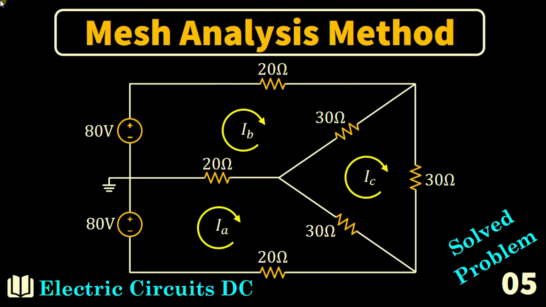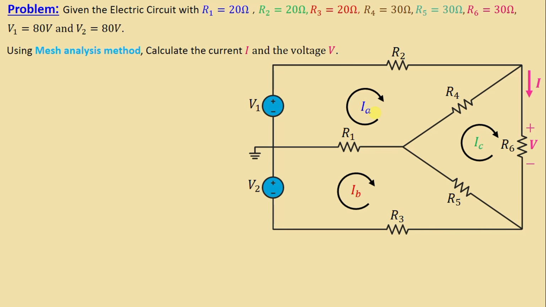Solve the problem number 5. Given the electric circuit with R1, R2 and R3 are all equal to 20 ohms, R4, R5 and R6 are all equal to 30 ohms, and we have two voltage sources, V1 is equal to V2 is equal to 80 volt. The question now is using mesh analysis method to calculate the current I and the voltage V. Let's go to the solution.